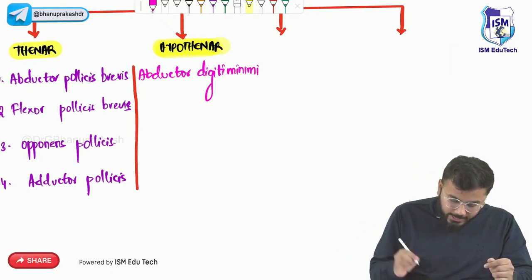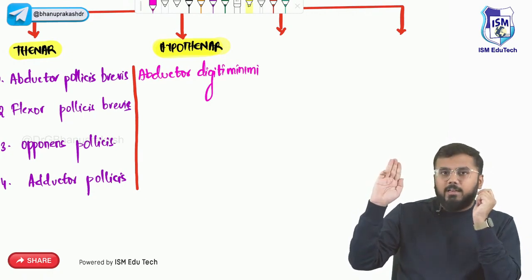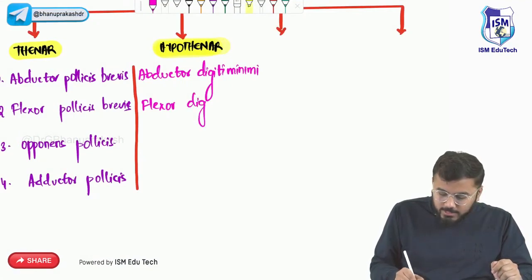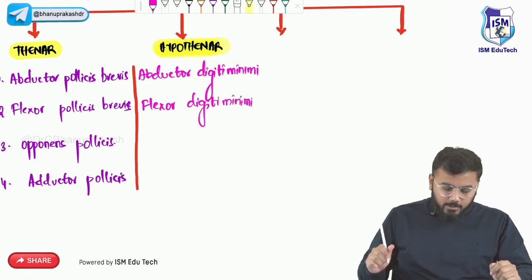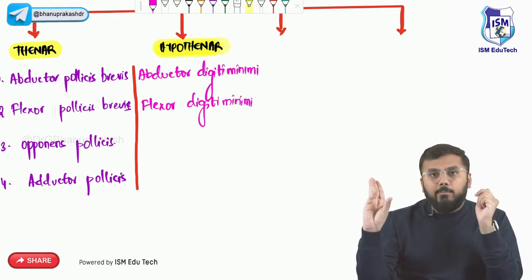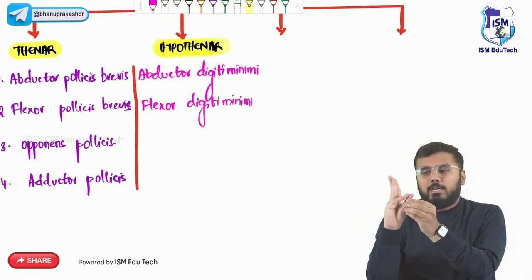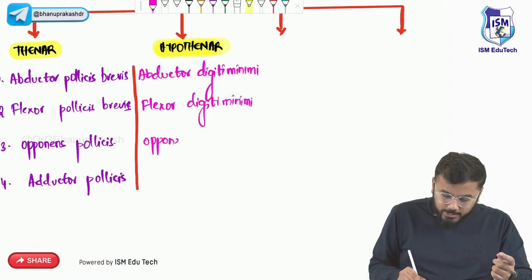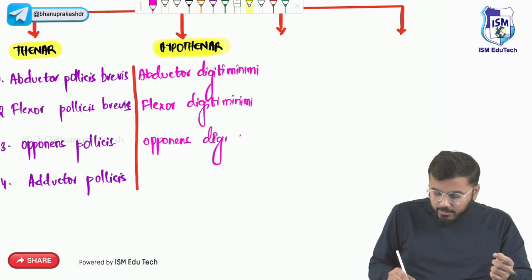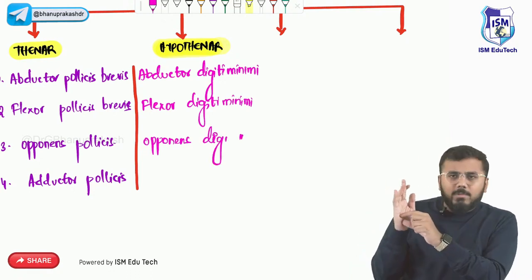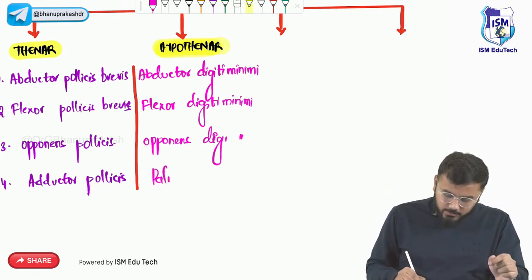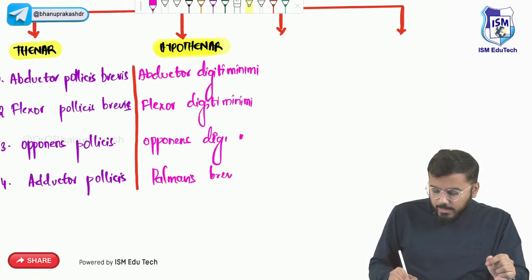And after that, the second important muscle: I am able to flex my little finger, so the muscle working here is flexor digiti minimi. Next important thing is that I am even able to touch my thumb. My thumb is here, I am able to touch like this. It means opposition is happening here, so the muscle will be opponens digiti minimi. And there is a small muscle here called palmaris brevis.